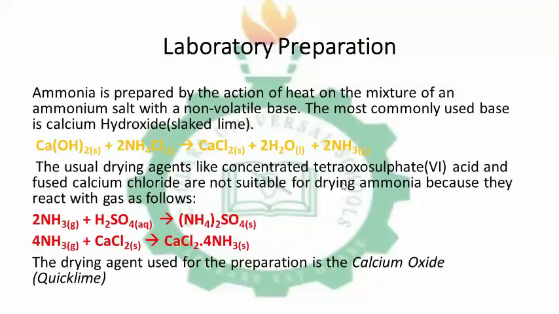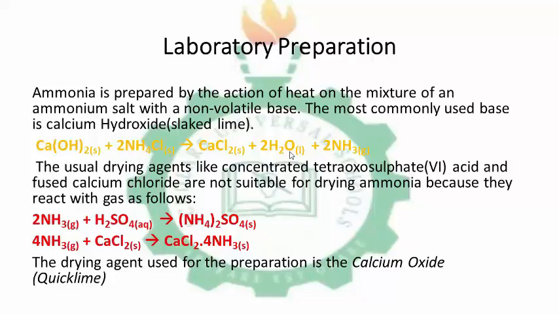Now to the laboratory preparation of ammonia. Ammonia is prepared in the lab by the action of heat on a mixture of any ammonium salt with a non-volatile base. The most commonly used base in the lab for the preparation of ammonia is calcium hydroxide, which is also known as slaked lime. Now this is the equation of the reaction. This is the calcium hydroxide reacting with an ammonium compound, which is ammonium chloride, forming calcium chloride and also liberating ammonia gas. Also take note that some water is also produced.